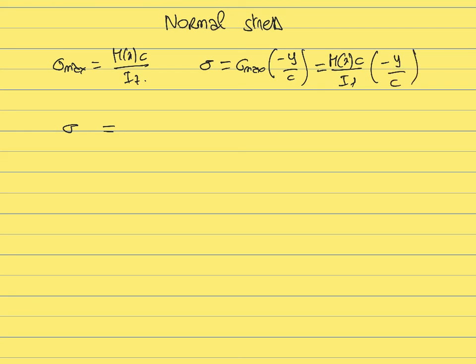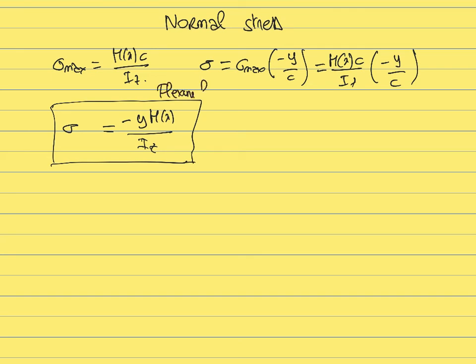So the c disappears. Now that gives me an expression for the normal stress for every position y, which is equal to minus y times the internal moment divided by the moment of inertia Iz. And that gives me an expression for the normal stress. So this is the Flexure formula. This Flexure formula gives you the value of the normal stress.